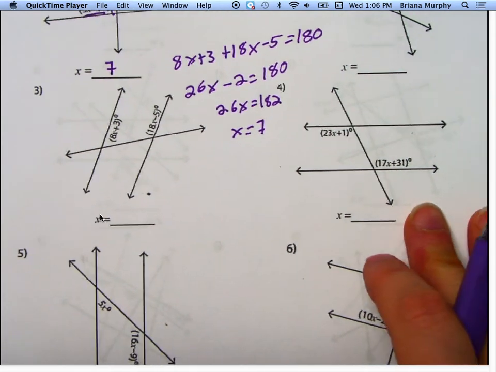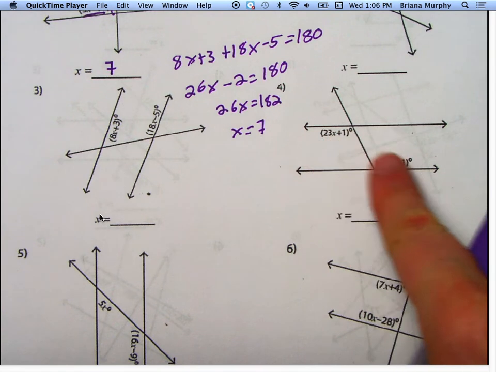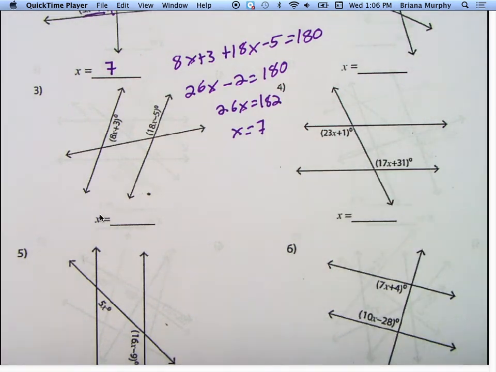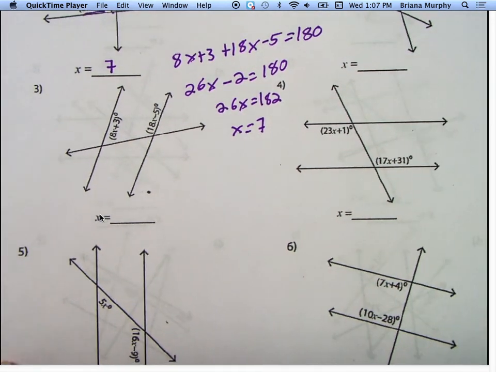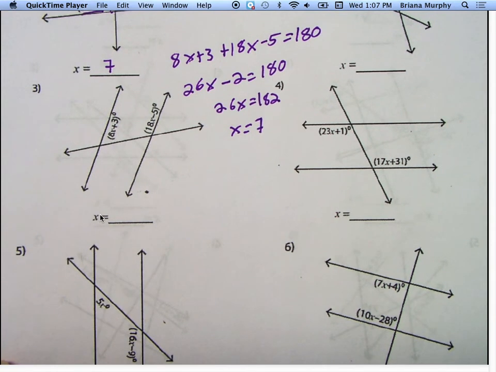Or number 4, those are what? They're not same side interior this time. What is it? Look again. Are they on opposite sides of the transversal? Yeah. So they have to be alternate something. Are they alternate interior or alternate exterior? Interior, because they're inside. And they're what to each other? Congruent or supplementary? Congruent.